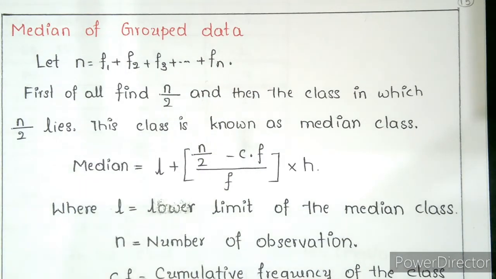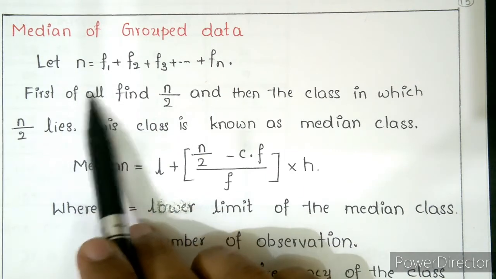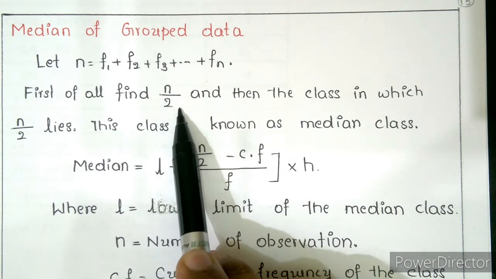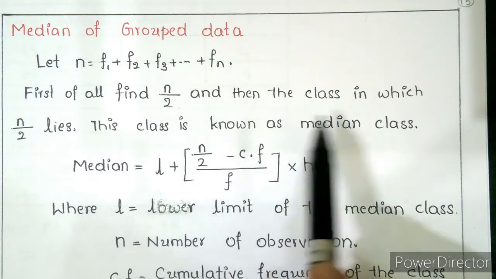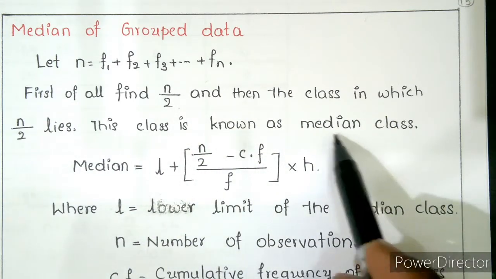So first of all, find n by 2, so we have to divide n by 2. Then find the class in which n by 2 lies. So first you find n, then you find n by 2, and the class in which n by 2 lies is known as the median class.